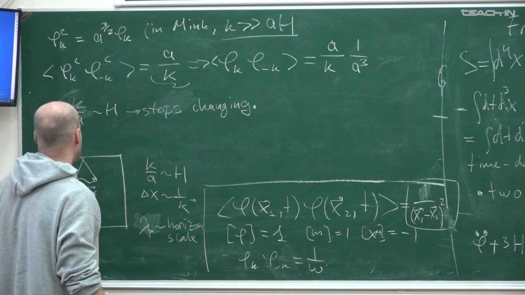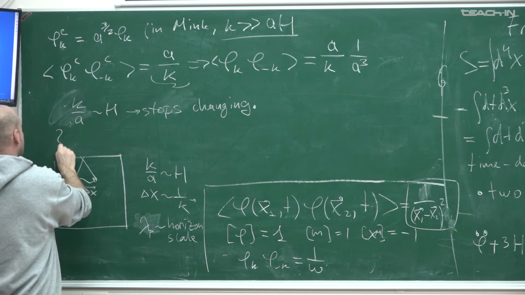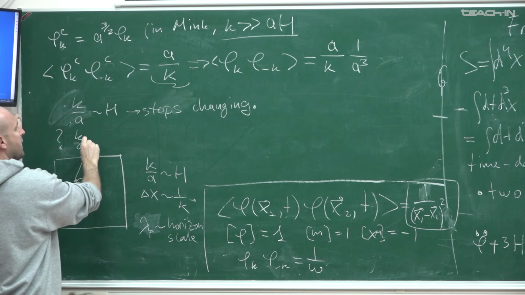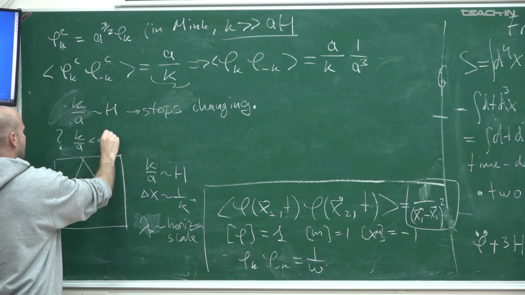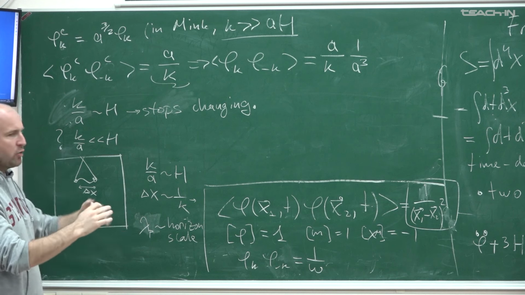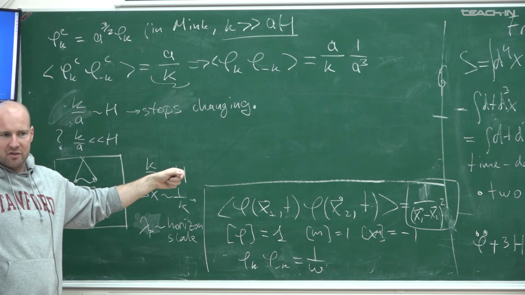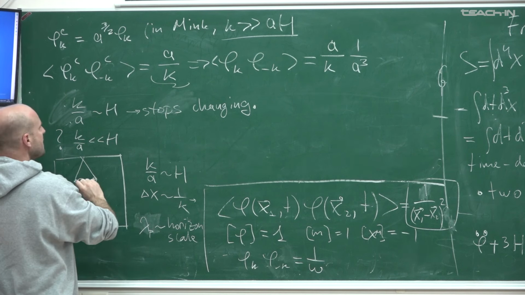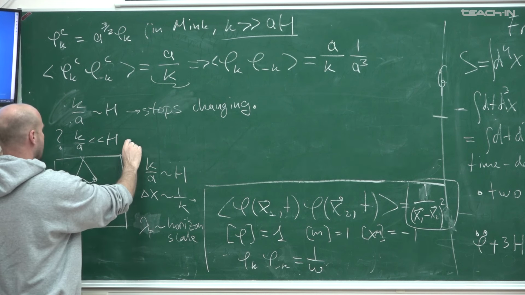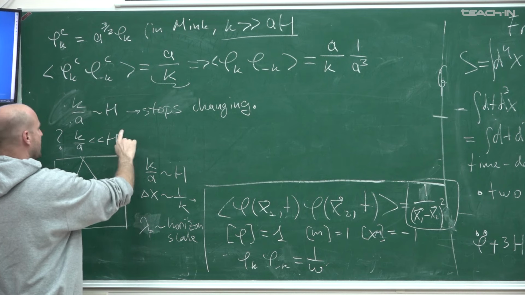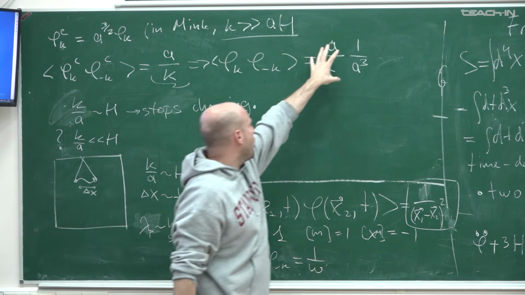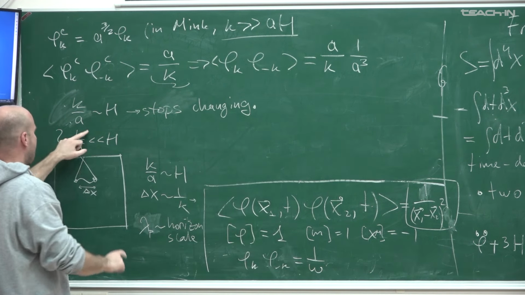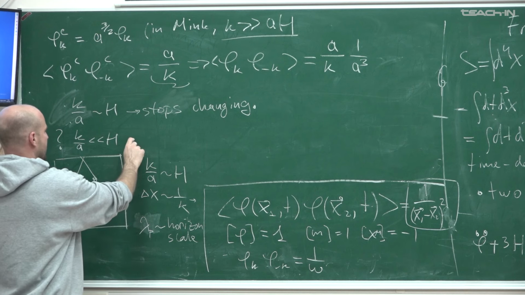So now, how do we compute a 2-point function at a given K, where K over A is much smaller than H, which is what we eventually care about? We care about this very long distance, so very small K. Okay, good. So this corresponds to evaluating this object at a time where K over A is equal to H.